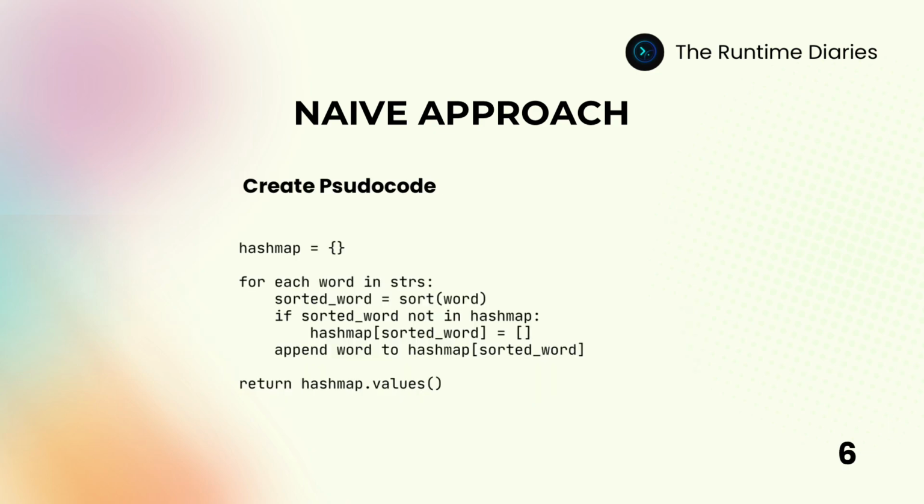So the naive plan is simple. For every word, sort it, use that sorted string as the key, put the original word into a hash map under that key. By the end, your hash map values become your groups. This approach works. It's readable, and it's perfectly fine for small inputs.